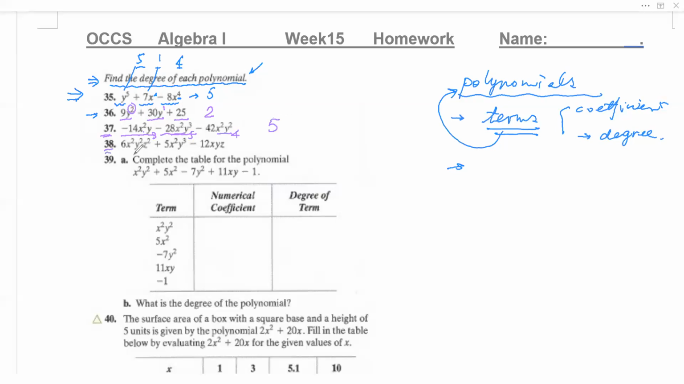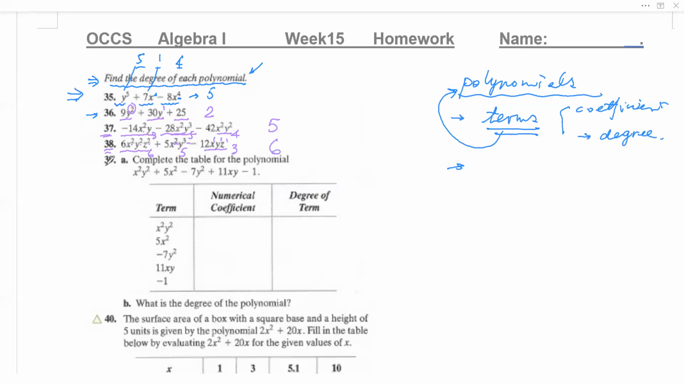See 38. The first one, the degree here is 2 plus 2 plus 2, so you got 6. This degree is 2 plus 3, you got 5. And the third one, the degree is 1, 1, 1, so totally 3, right? The maximum here is 6.